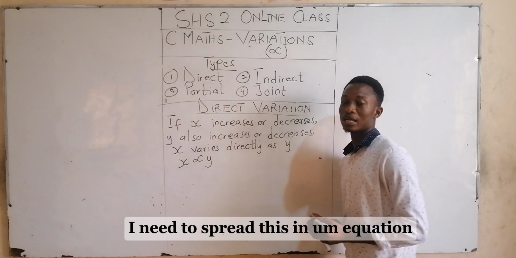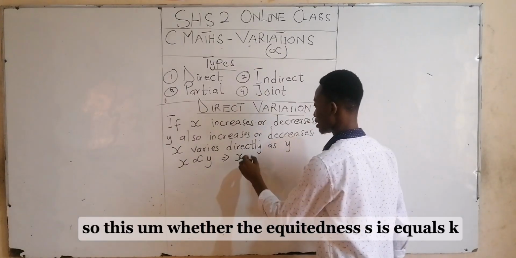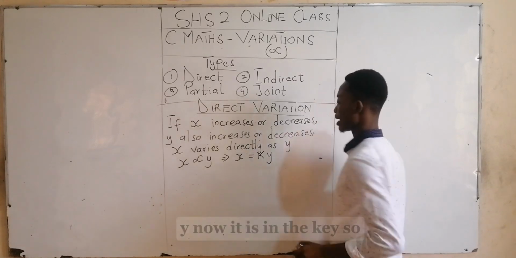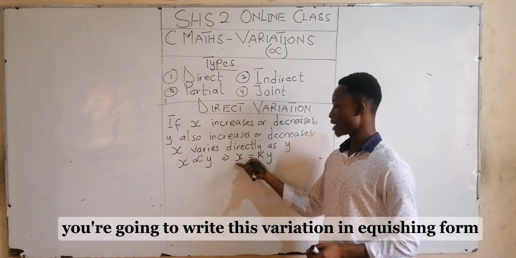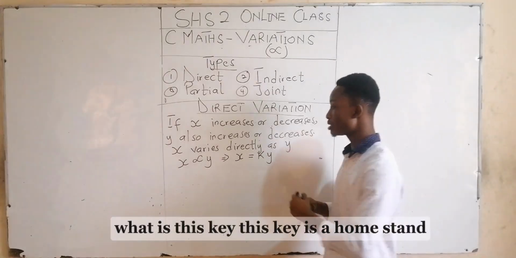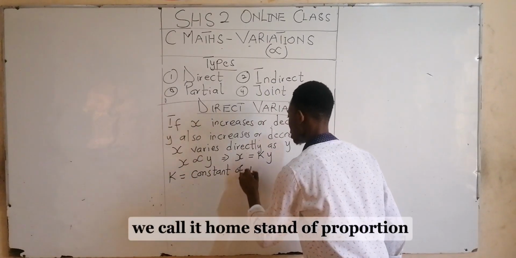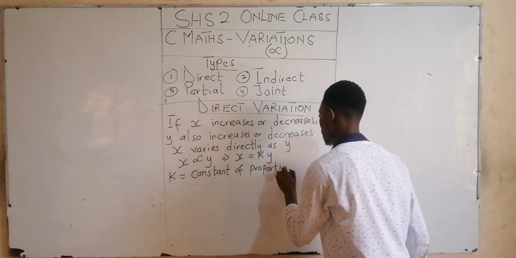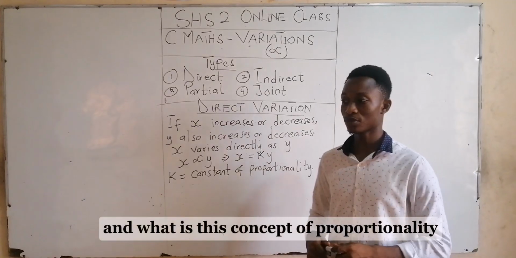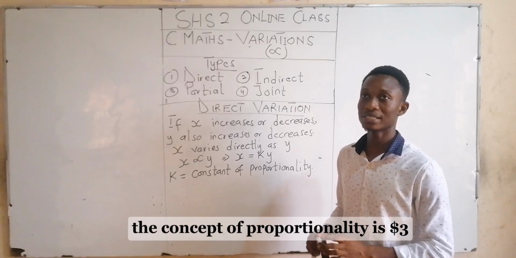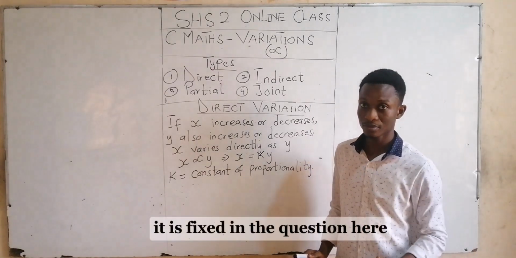I need to express this in an equational form. So this can further be equated as x is equal to ky. And I'm going to explain the meaning of the ky. So if you want to write this variation in equation form, x is equal to ky. What is this k? This k is a constant. We call it the constant of proportionality. And what is this constant of proportionality? The constant of proportionality is a figure or amount that does not change with respect to the question. It is fixed in the question.